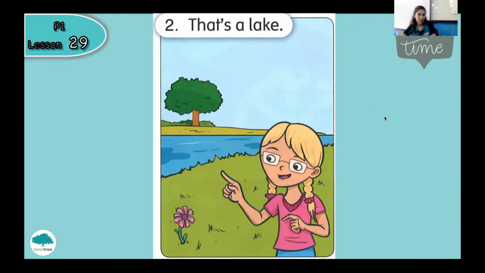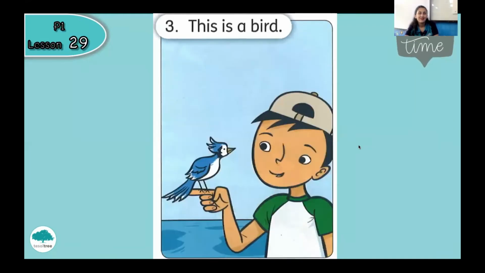Look at this picture, picture number 2, and read together. That's a lake. That's a lake. Okay, good. Let's have a look at our third picture. Read together with your teacher. This is a bird. Let's do it together. This is a bird. Great.